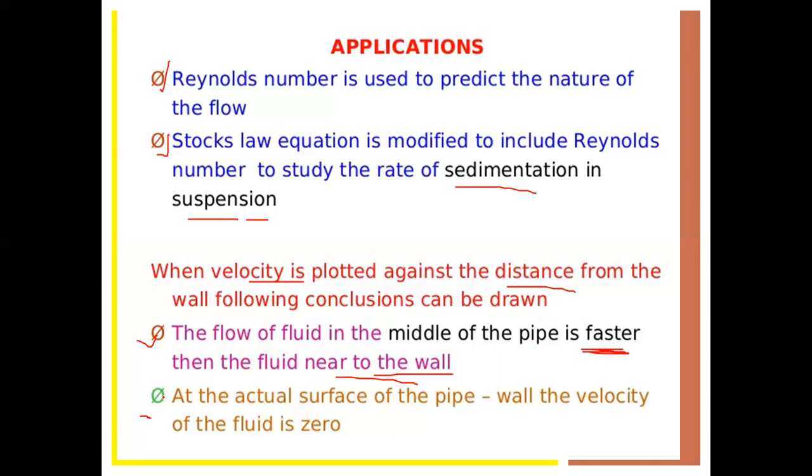Next, the second one. At the actual surface of the pipe, the velocity of the fluid is 0. So at the surface of the pipe wall, the velocity of the fluid is 0. This is what you see whenever you are plotting a graph between velocity versus distance. Next one.